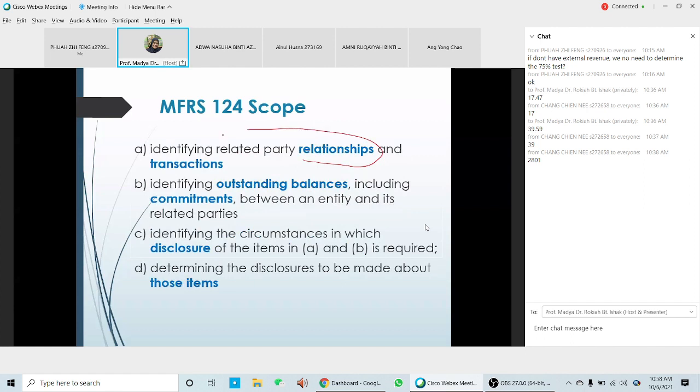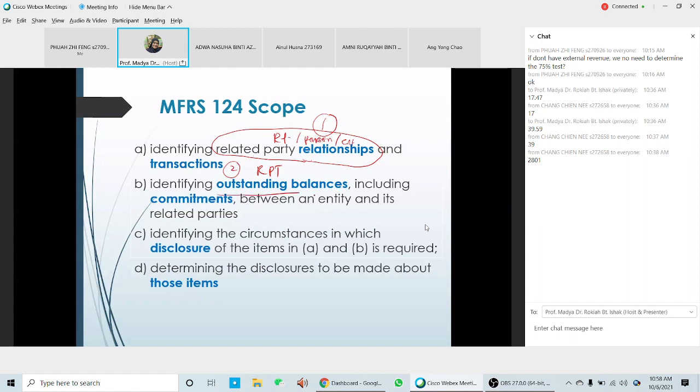For the scope of the standard, we need to identify the relationship. So we have two things: the relationship, and then the second one is the transaction. RPT, related party transaction, and also the related party. Who are they? Persons or entity.